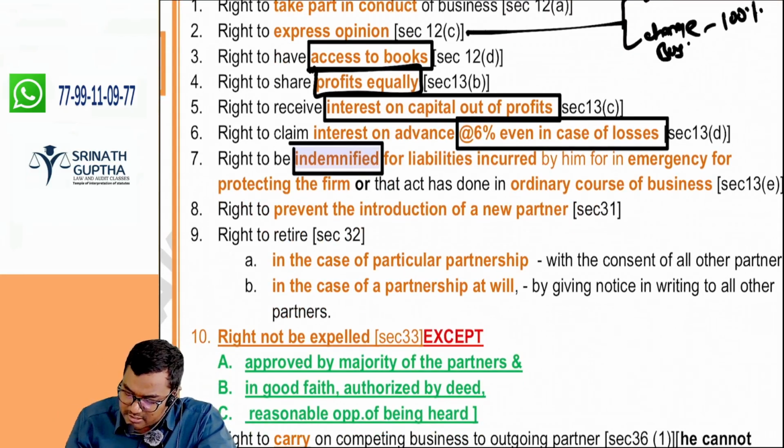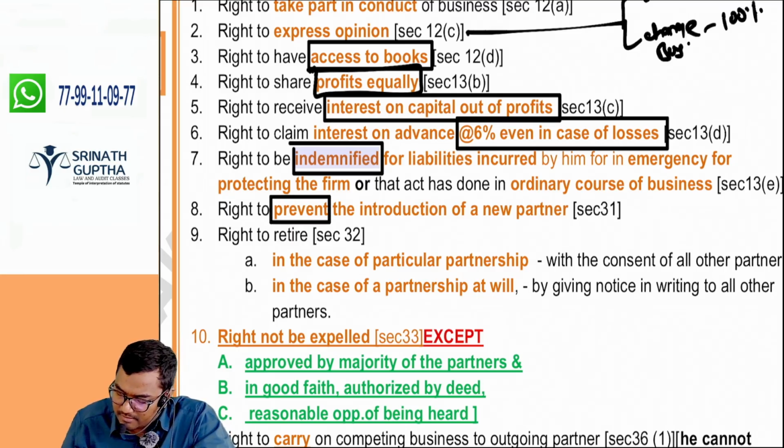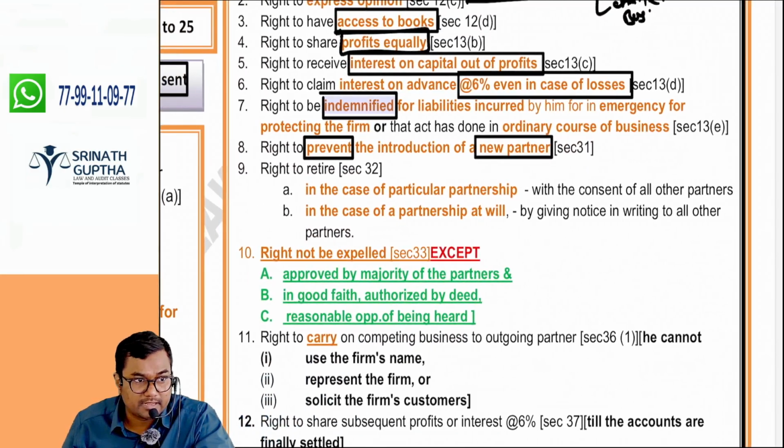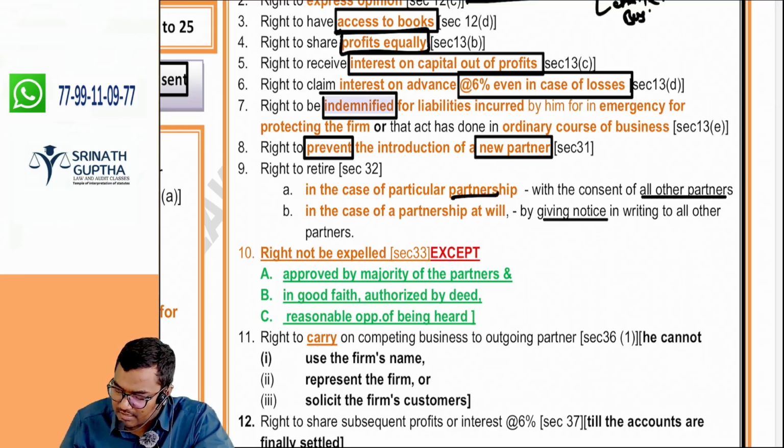Right to prevent the introduction of a new partner. A new partner can be admitted only with the consent of all the partners. Every partner can prevent the introduction of a new partner. And right to retire. In case of partnership at will, a partner can retire by giving a notice in writing to all other partners. If it is a particular partnership, a partner can retire with the consent of all the partners.